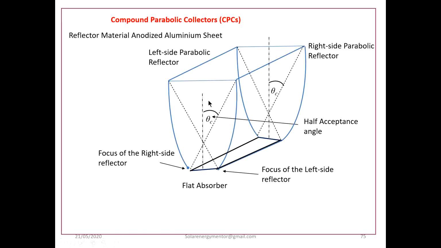So this angle is called the acceptance angle, and half of it, theta c, is the half acceptance angle. The half acceptance angle is related to the area concentration ratio of the compound parabolic collectors. This is a flat type of absorber. This again offers an opportunity to undertake research and projects in compound parabolic collectors.